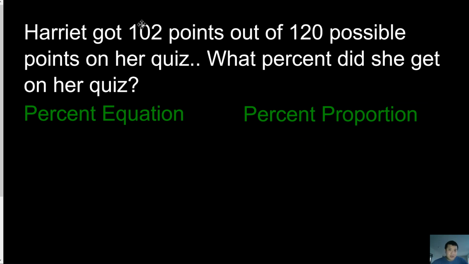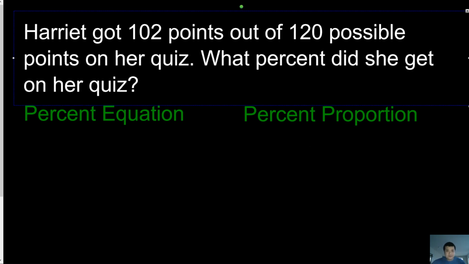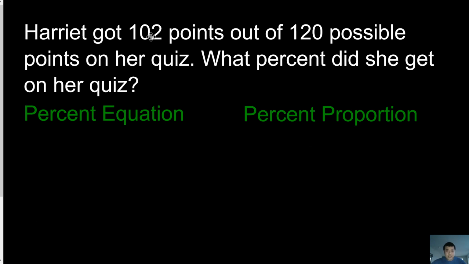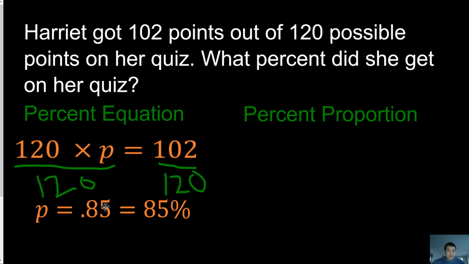Let's try some word problems with it. Harriet got 102 out of 120 possible points on her quiz. What percent did she get on her quiz? Percent equation. We know that 120 times the percentage gets her 102. Okay. So let's solve it with this first. In order to find out what that percent is, we're going to divide both sides by 120 to get p by itself, because that's the percentage that we're looking for. And we find out that p equals 0.85, which is 85%.